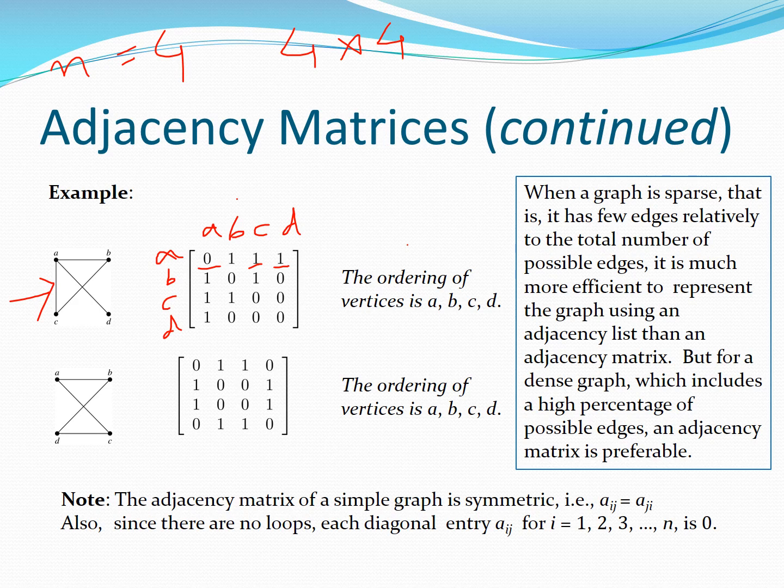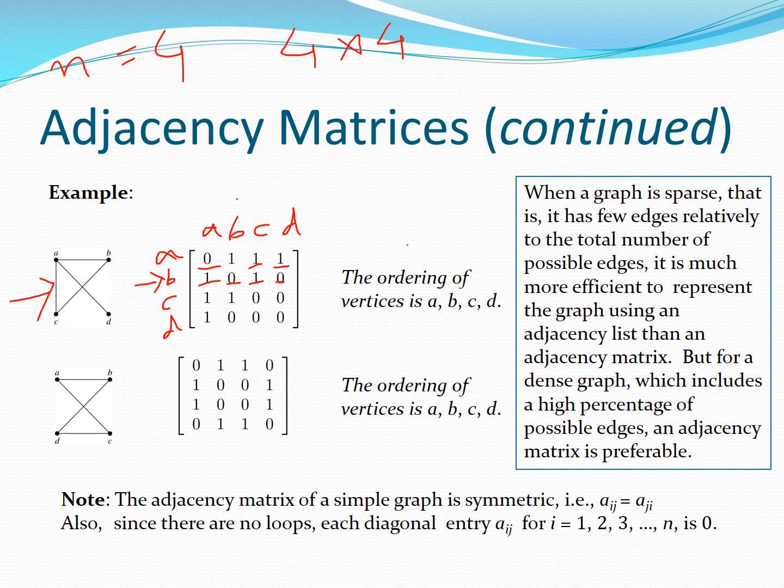Now take a look at B. From B you have an edge to A, you have an edge to C, but there is no edge to D. Okay, so from B to A, yes, there is an edge, so you have a 1 there, and then you have no edge from B to itself, so you put a 0 there. From B to C, yes, there is an edge, so you put a 1 there. From B to D, there is no edge, so you put a 0 there.